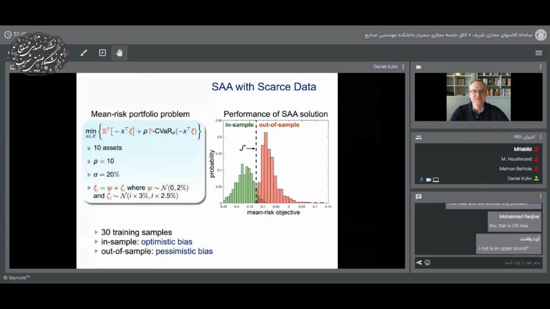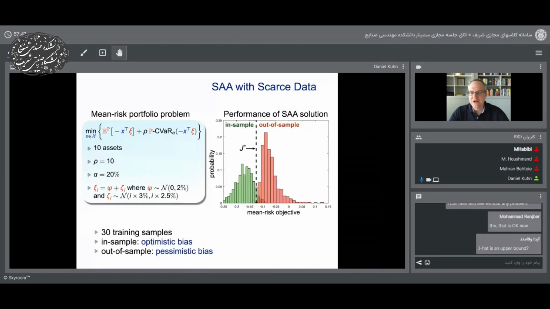So here's a particular example. Imagine that we would like to solve a mean risk portfolio selection problem. So this is a problem that tries to allocate capital into 10 different assets and tries to minimize a combination of the expected portfolio loss and the conditional value at risk of the portfolio loss. Here, rho can be seen as some sort of a risk aversion coefficient.